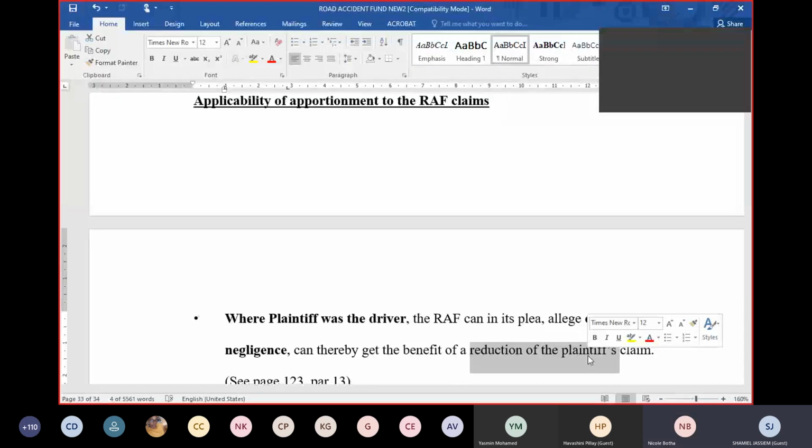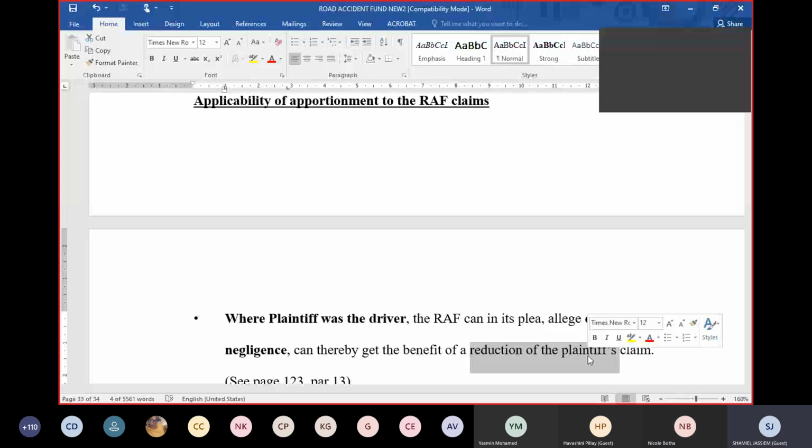Yes. So is this only in situations where the plaintiff was a passenger? Correct. In the example that we're using now. Okay, thank you. You're welcome.